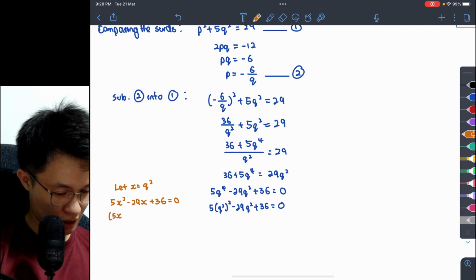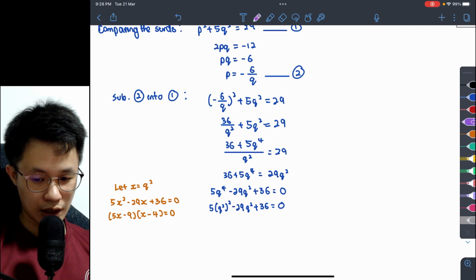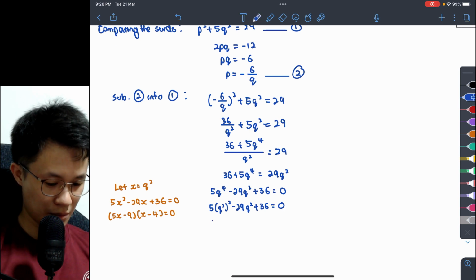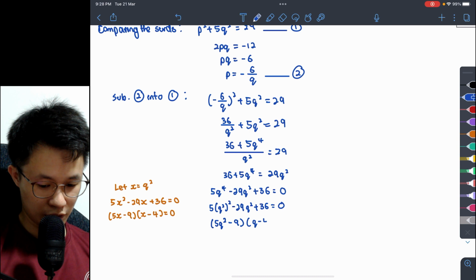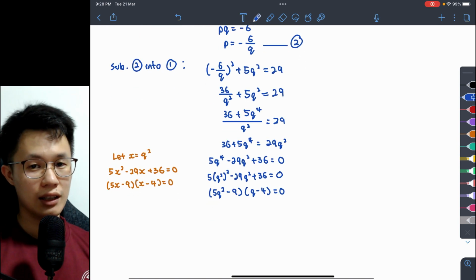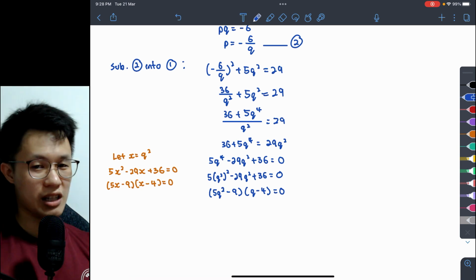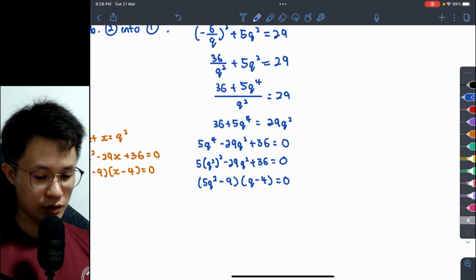So we have 5x minus 9 times x minus 4 equals 0. So this would mean that my equation over here can be written as 5q square minus 9 times q square minus 4. This is pretty tough because not many students can see that there's a hidden quadratic expression, not in terms of x, but in terms of q square. So with this, we can actually solve it.